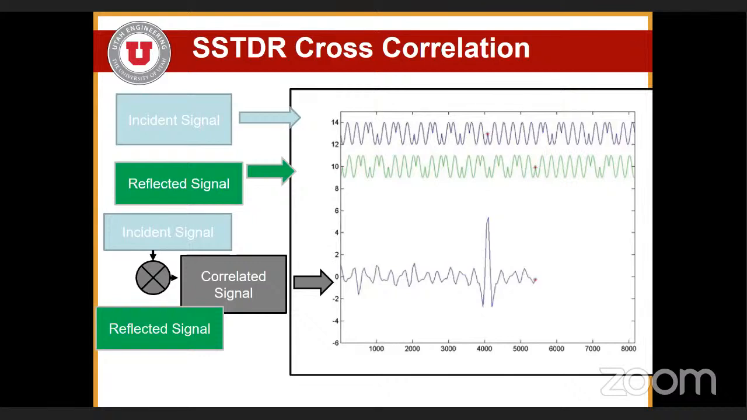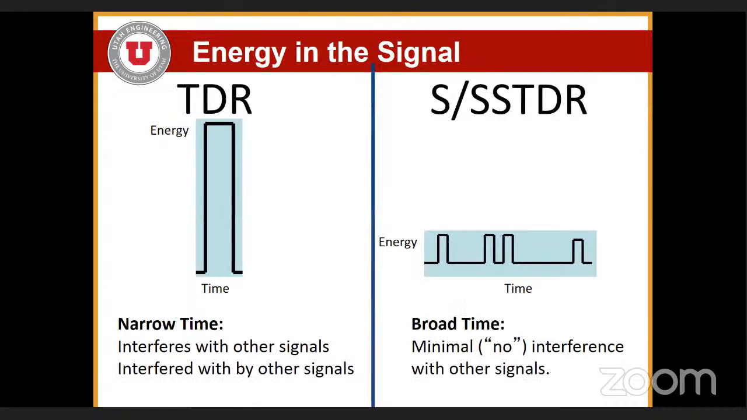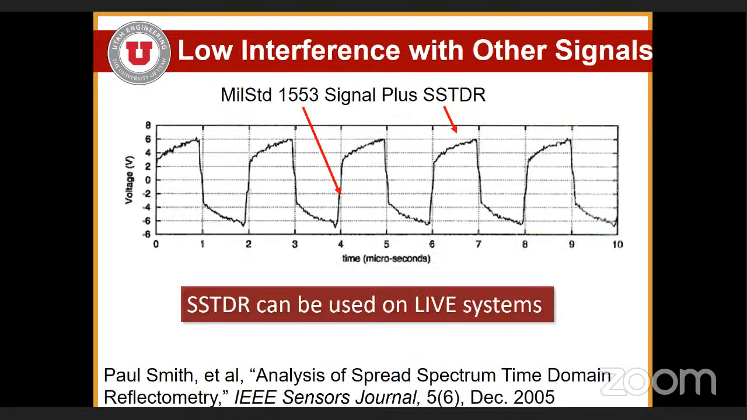So the advantage here is that TDR, again, the granddaddy, would interfere with other signals, and it would also be interfered by other signals. SSTDR, on the other hand, has minimal or effectively no interference with other signals in either direction. TDR is very narrow in time, high in energy. SSTDR is very low in energy, broad in time. That's the advantage.